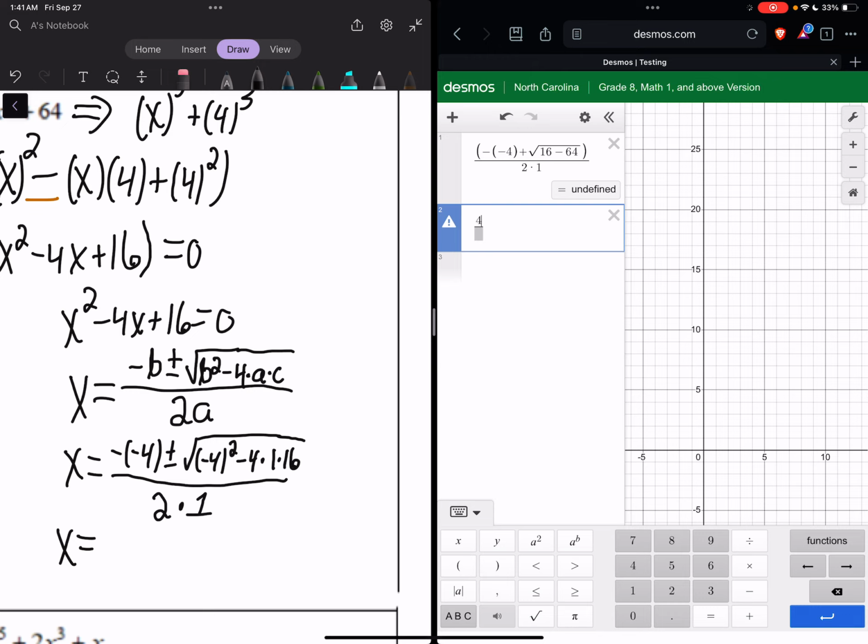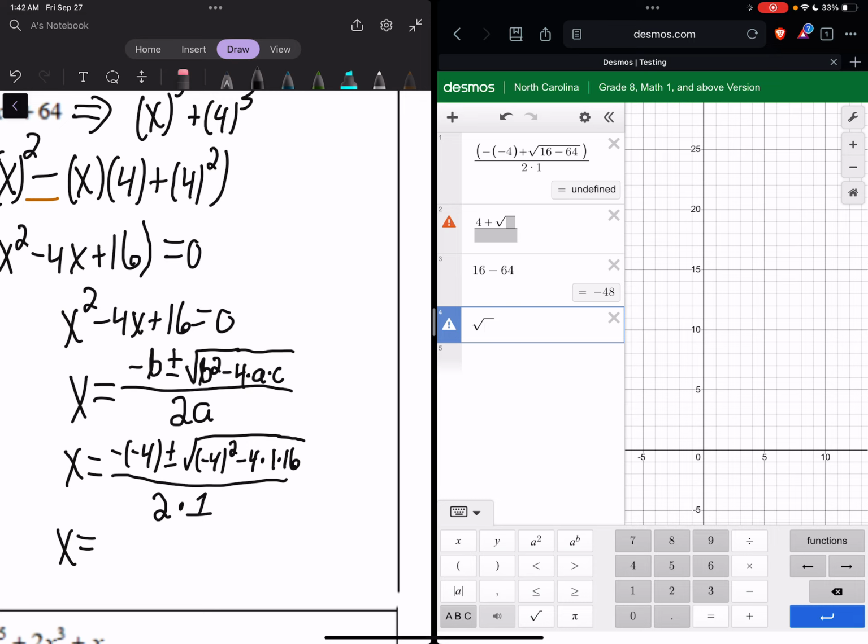So this is 4, negative 4 is positive 4, plus or minus, square root. Okay, 16 minus 64. So that's going to give you negative 48. If I take this 48 and remove the negative, it is 6.92828, so it doesn't give me a perfect square. What I can do, though, is break this down into its prime factorization and pull out factors to simplify the radical.